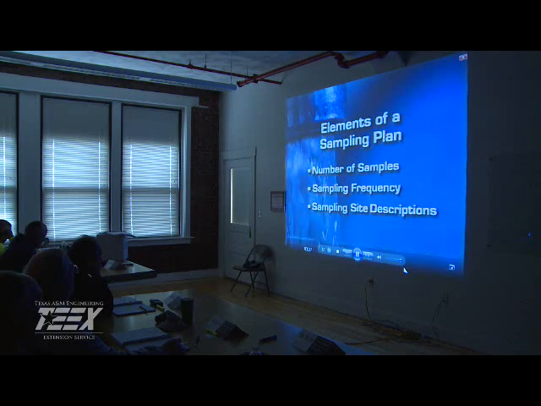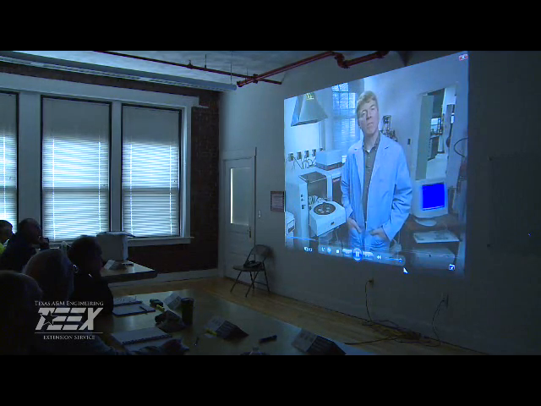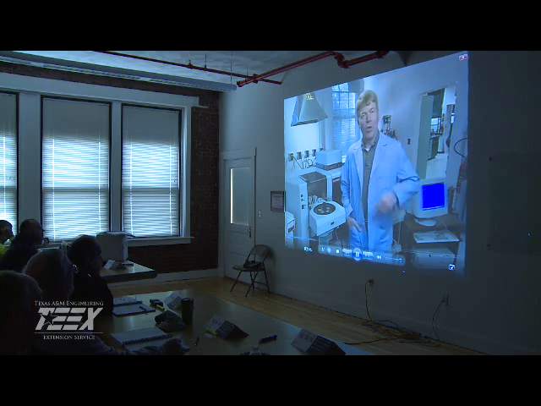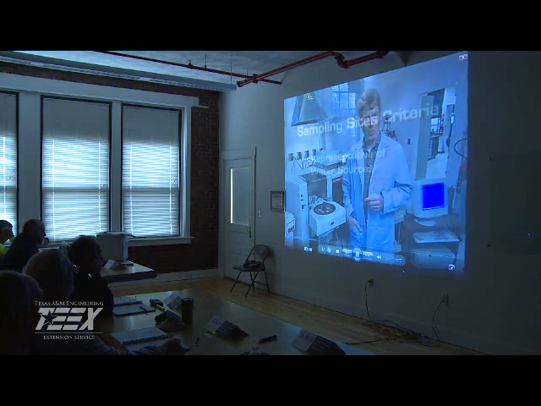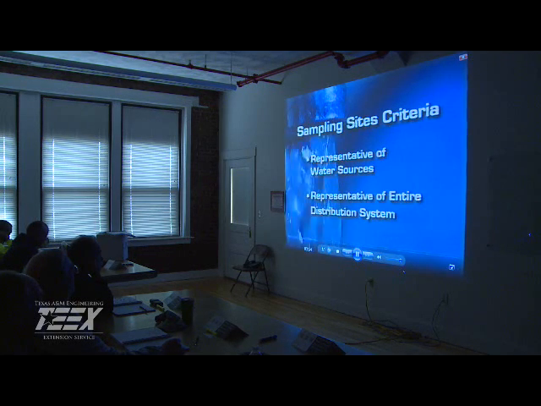Sampling sites must be selected carefully. There are 2 primary considerations. 1, the sites may be representative of the different water sources entering the system. And 2, the sample points must be representative of the actual conditions throughout the distribution system. All conditions that affect the microbiological quality of the water must be considered in the sampling plan.